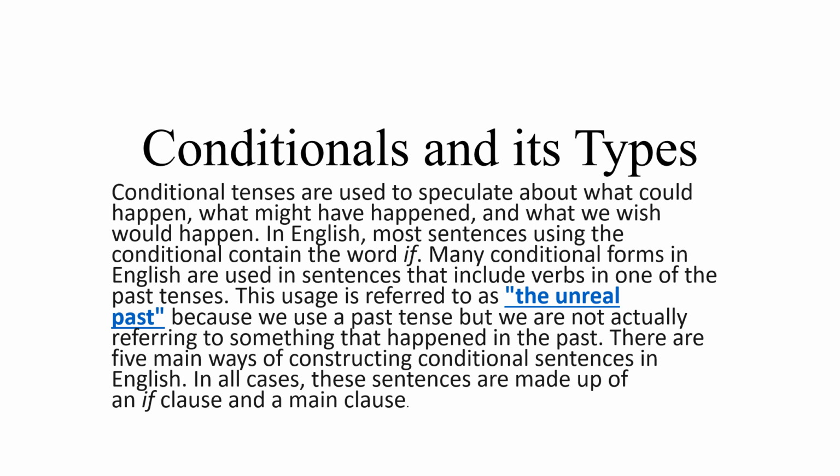This usage is referred to as the unreal past because we use a past tense, but we are not actually referring to something that happened in the past. There are five main ways of constructing conditional sentences in English. In all the cases, these sentences are made up of an if clause and a main clause.